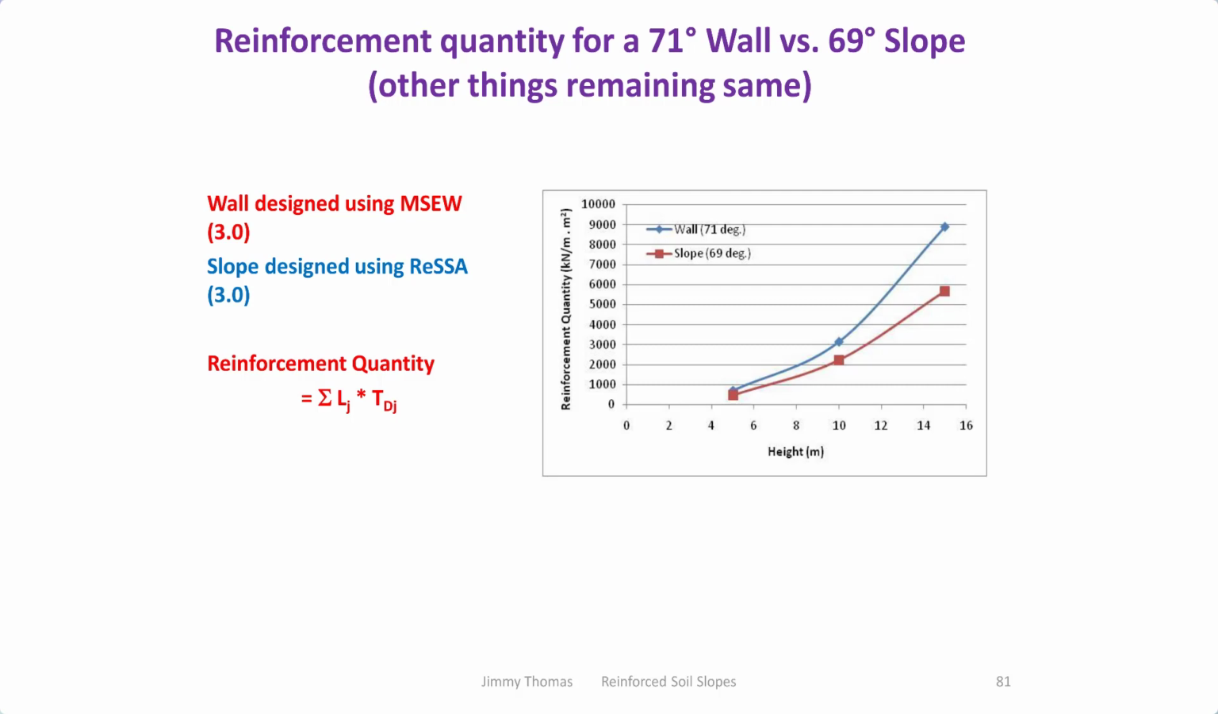So then reinforcement quantities: there are a number of layers, I multiplied by the length into the design strength, because cost-wise it varies from place to place. So this quantity is given here. It's not a money cost, but in terms of reinforcement length into design strength. So this is the difference: for the slope, we need lesser reinforcement.